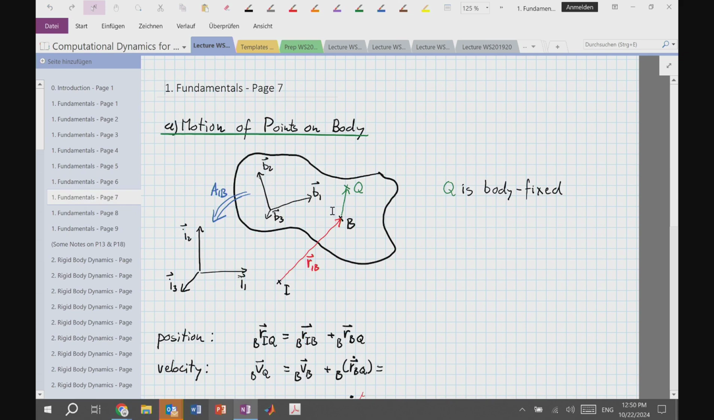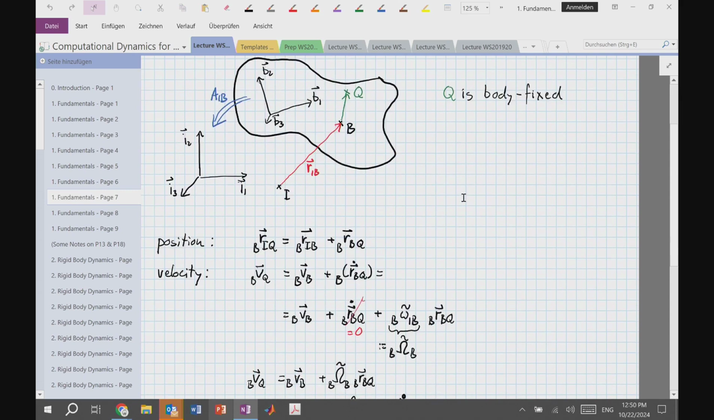And using basically this coordinate system and this point, I can now go ahead and compute the position of any point on a rigid body. You've seen this, so I can do this fairly quickly. If I think about positions, I need the position of point Q relative to the stationary point I. That's the position of the point B plus this vector RBQ from B to Q. And then you see that we express everything in these body fixed coordinates B here. And that's a very, very central idea to what we're doing here.